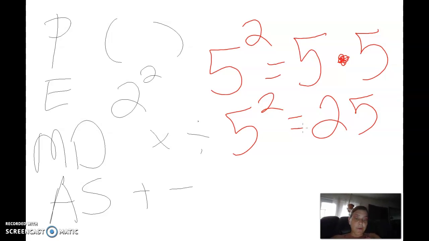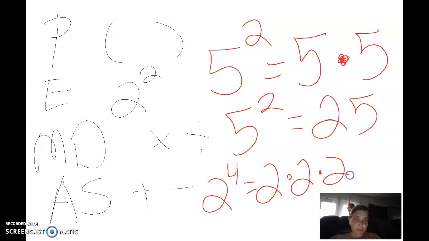One more is if you have 2 raised to the 4th power, what that means is 2 times 2 times 2 times 2, so that we're multiplying 2 times itself 4 different times. So 2 times 2 is 4, times 2 again is 8, times 2 again is 16. So 2 to the 4th power is 16, and that's a quick lesson on what exponents mean.